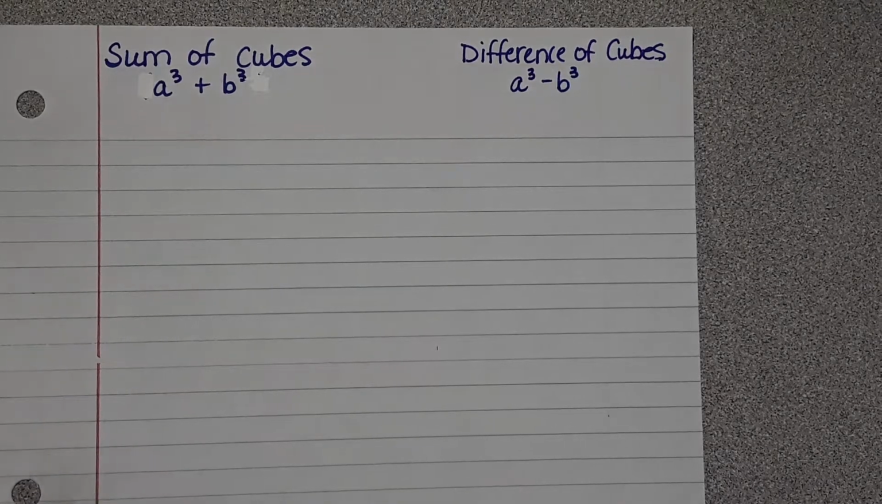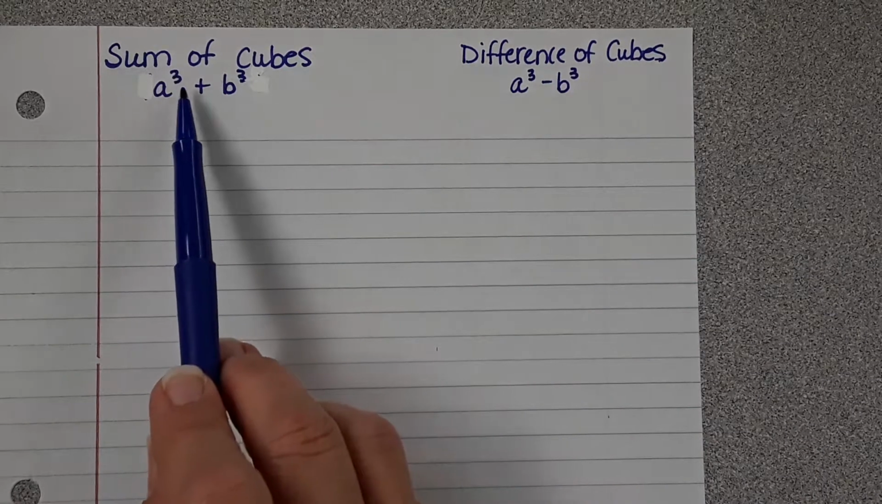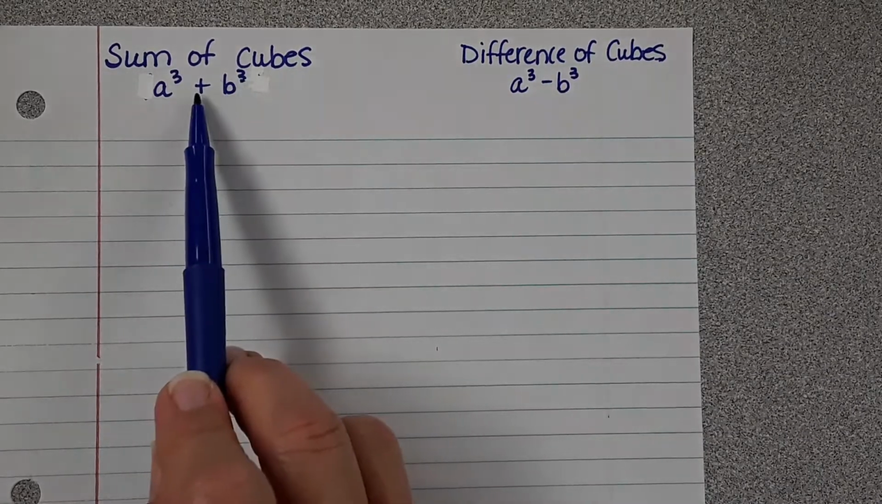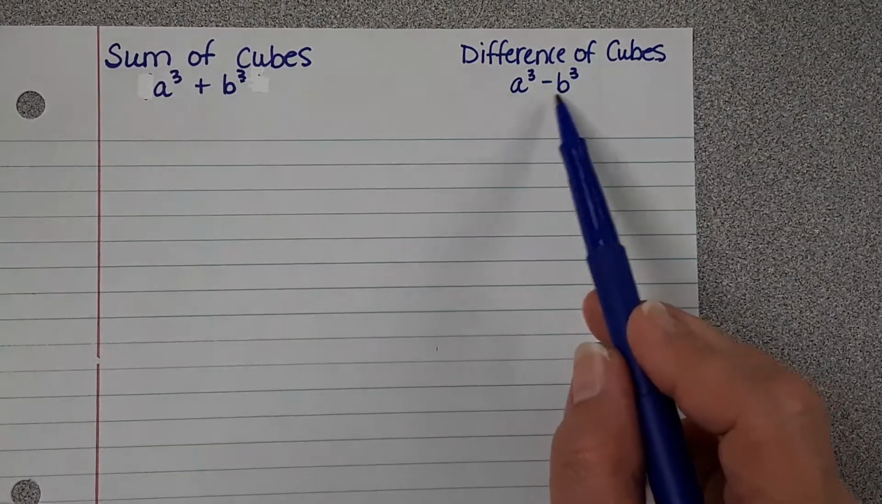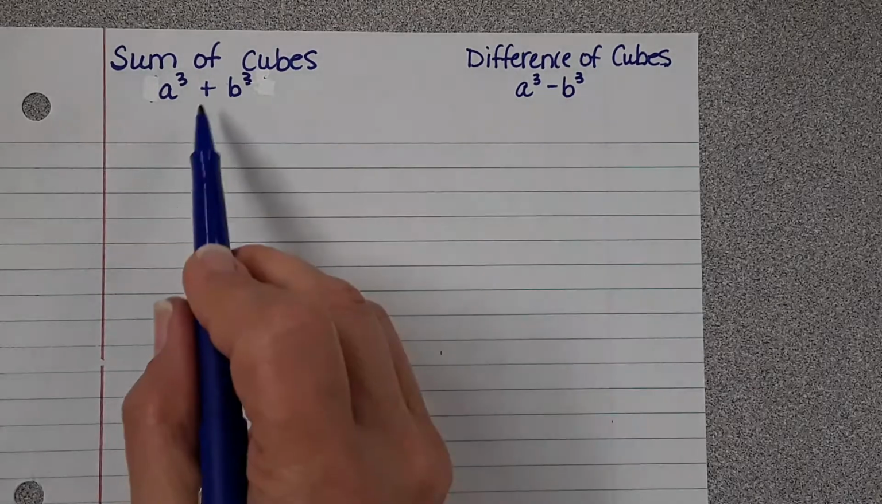So, notice today that this says a to the third, b to the third, and there's an addition. A to the third minus b to the third. So that is what we call a sum of cubes or difference of cubes. This is the sum because it's addition.